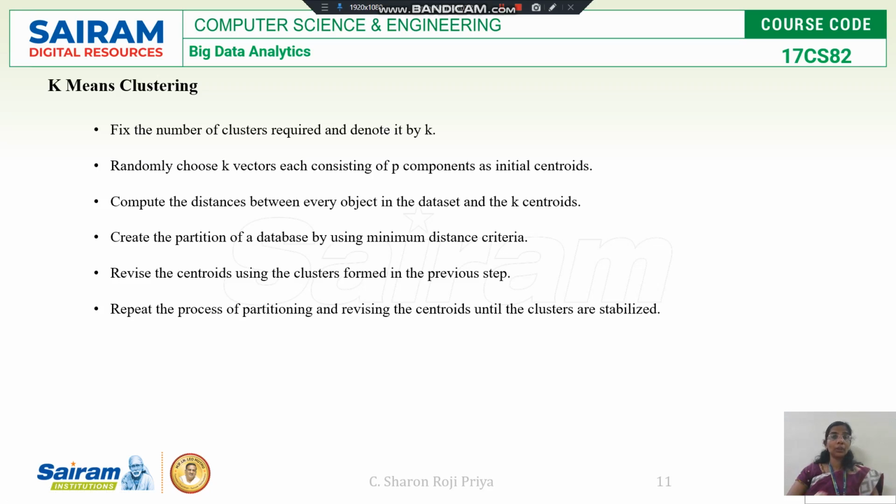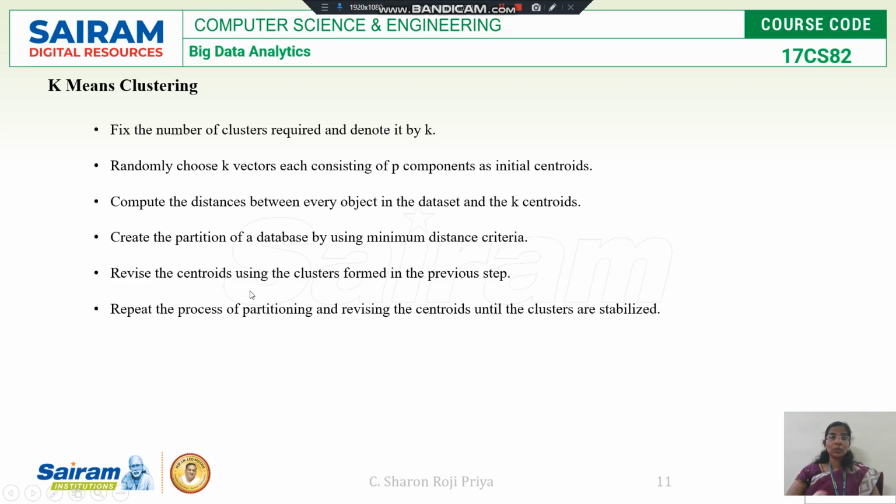First decide the number of K values, then for every cluster I have to randomly choose an initial centroid. So if I have decided K is equal to 2, then I have to find two initial centroids. Then the third step is to compute the distance between the data points and these centroids, and create the partition of data by using minimum distance criteria. When we discuss the example, we will understand this step better.